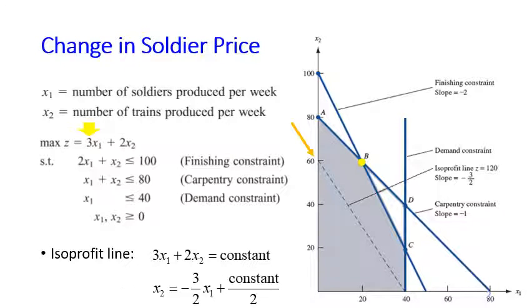Just a quick review on what we've seen in the previous video. We changed the price of the soldier, which is originally $3, and we saw that this kind of change affects the gradient of the isoprofit line. Now we are going to change the right-hand side value of a constraint and then see how it affects the current optimal solution.